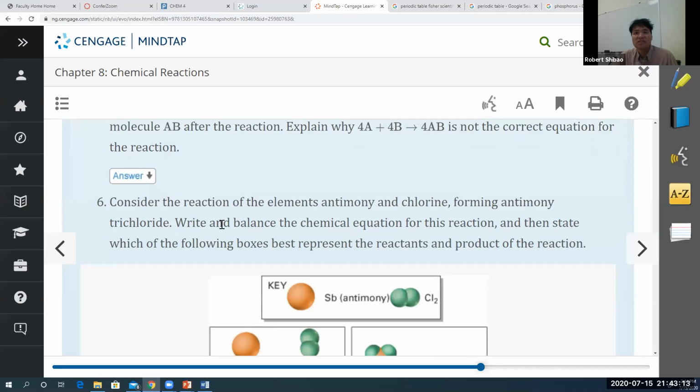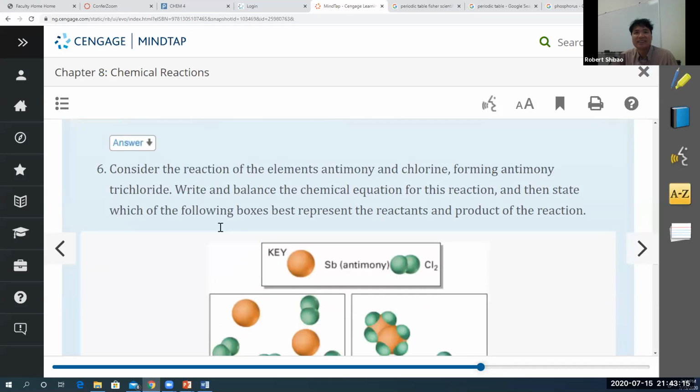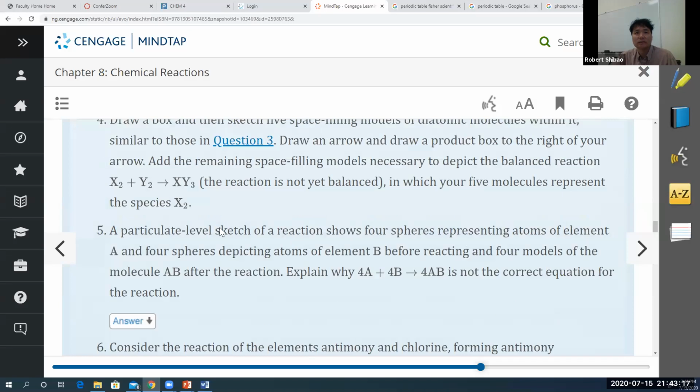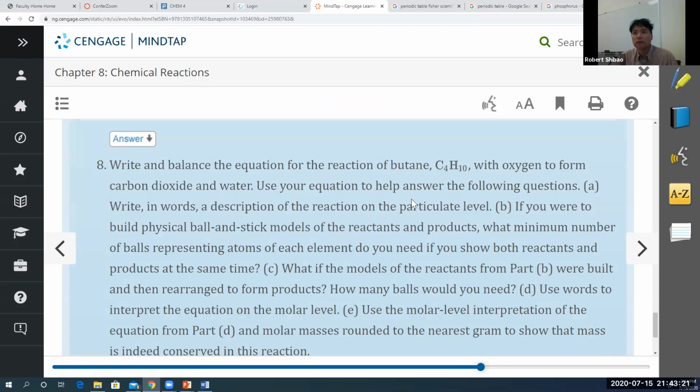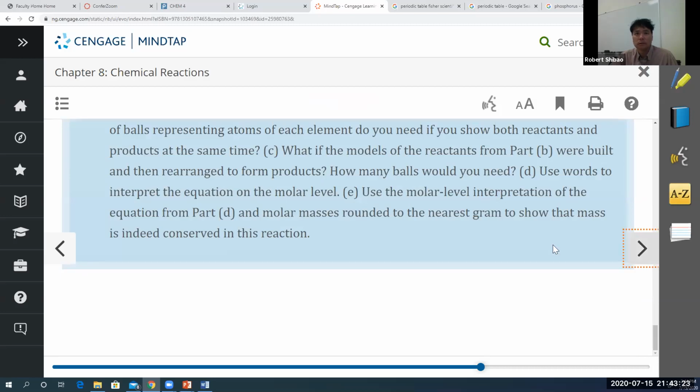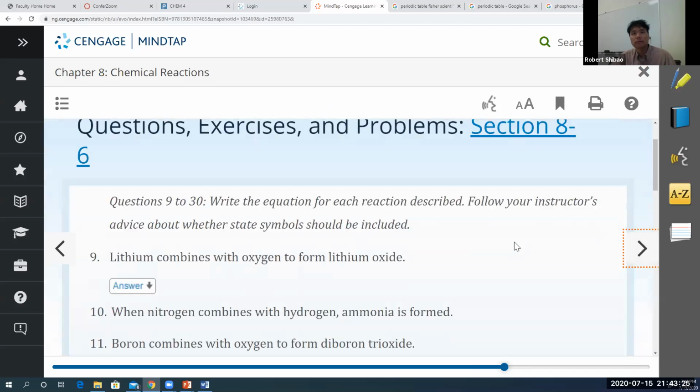Antimony, oh, that's forming antimony. Do some more. Oh, here we are.